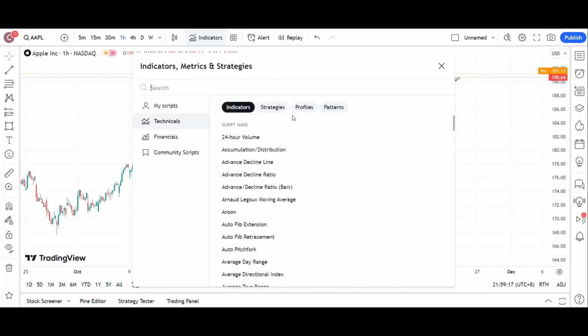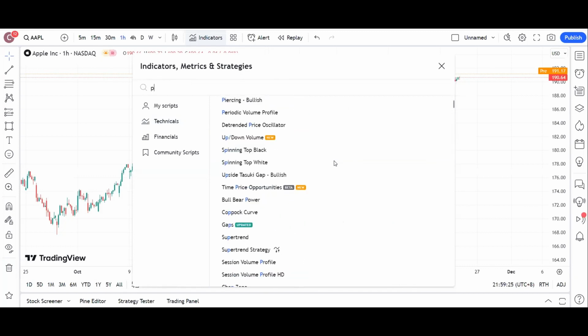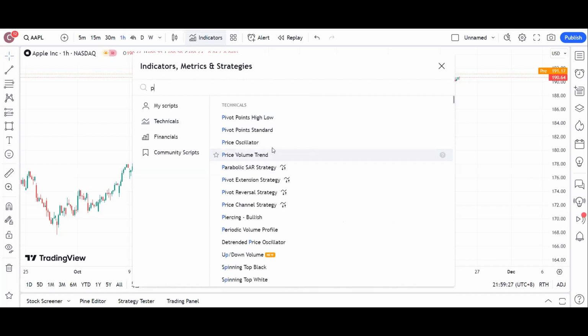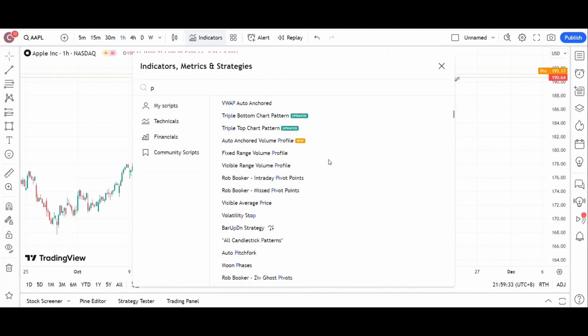Got one more, I think. Wait, let me think about it. Oh, so anyway, this one I don't know. What is price volume trend? I just click P and it appears. You can go and try, but I have no idea what that is.